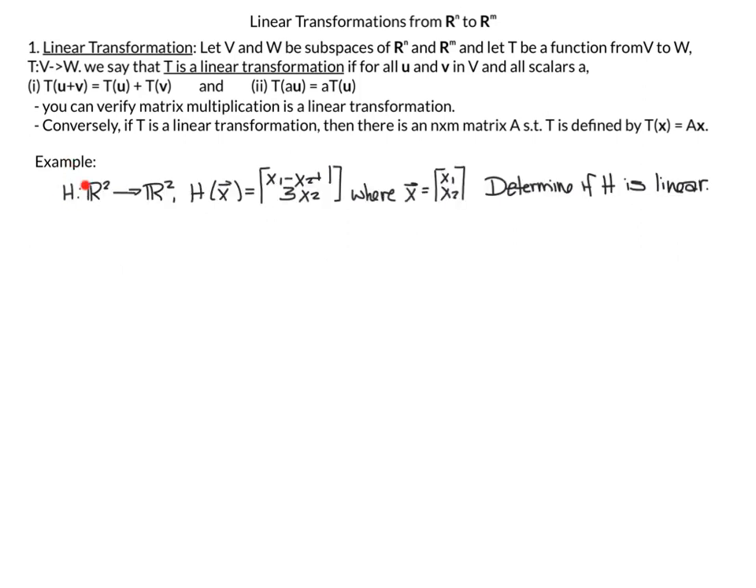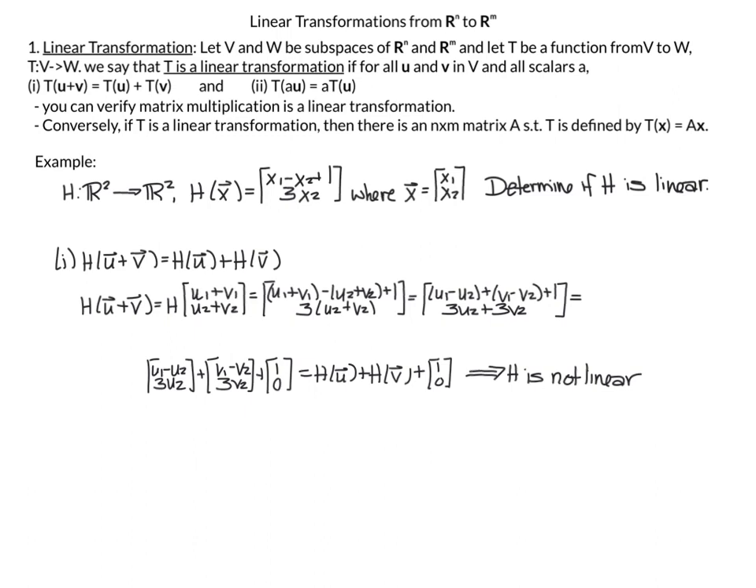My second transformation, h, takes vectors in R2 and maps them into R2. This is my transformation matrix. My first coordinate will be equal to x1 minus x2 plus 1, and my second coordinate will be equal to 3x2. And we're going to determine if h is linear. And we start by checking this first condition. We take the transformation of the sum of two vectors. So here I'm going to take the transformation of u plus v.